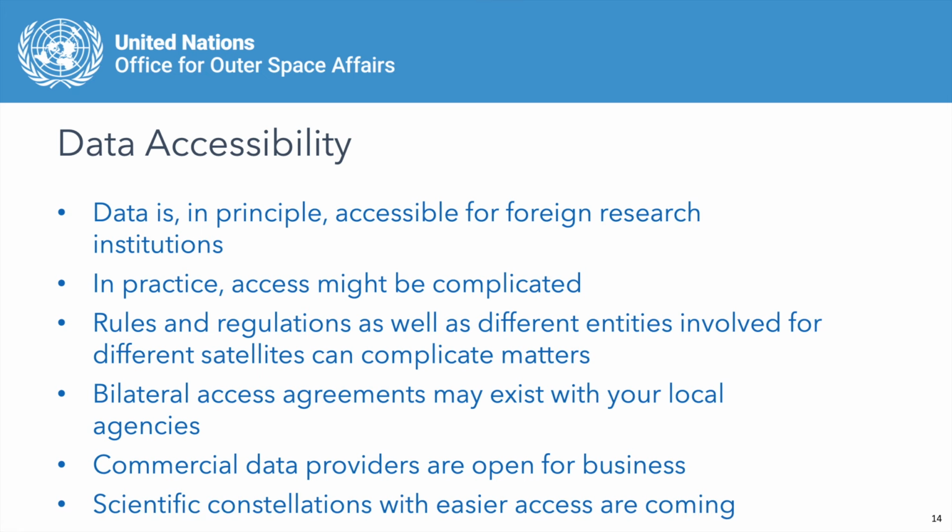Now, commercial data is a bit easier because they are open for business, right? So you are absolutely able to get this data, and we are seeing scientific constellations with easy access coming, they are about to be launched, and that is a good way of getting the data more easily. And we, in terms of Wuhan University, as well as we in terms of scientists, are looking very much forward to these upcoming more scientific constellations.